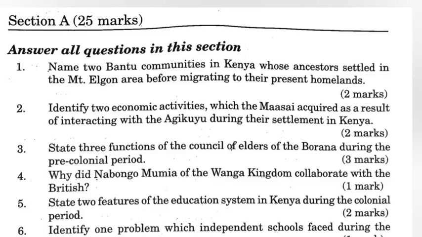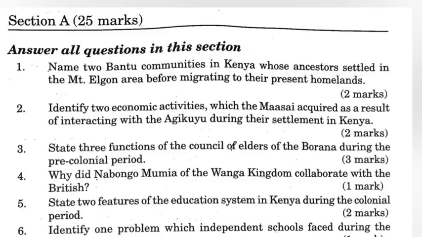5. State 2 features of the education system in Kenya during the colonial period. 1. It was racially discriminatory in nature, that is, it discriminated against the Africans as they were given inferior education. 2. It was to a large extent missionary controlled. 3. The colonial government's involvement in African education was purely in the provision of grants in aid to the schools.